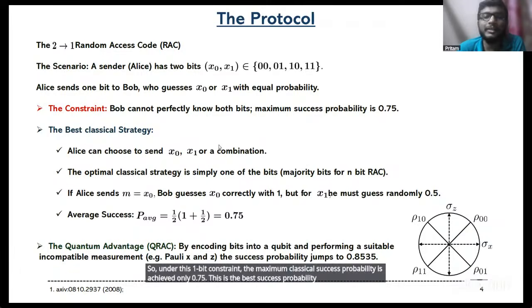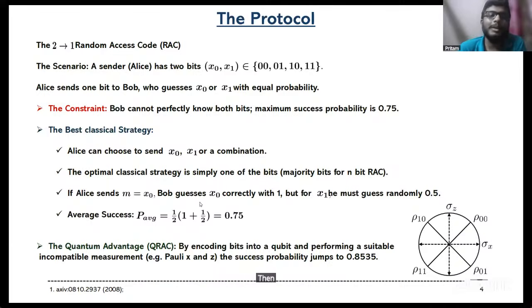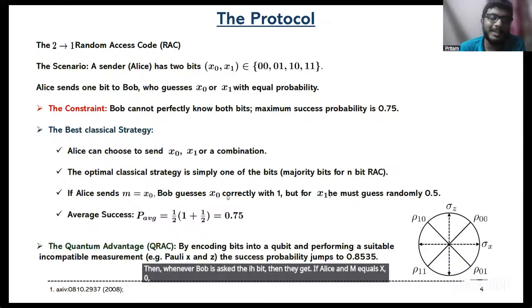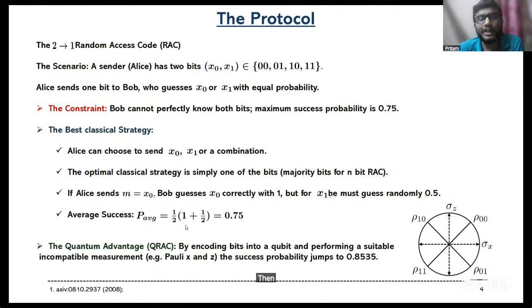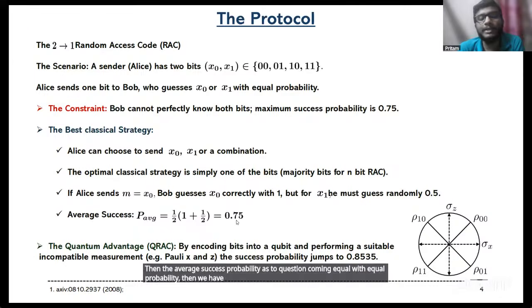How can they achieve this? Alice can share either of these two bits, x0 or x1. Then whenever Bob is asked for the ith bit, if Alice sends m equals x0, then Bob guesses x0 correctly with probability 1. But if it is x1, then he must guess randomly with probability 0.5. Then, as the two questions come with equal probability, we take the average and get 0.75. So this is the basic classical random access code, but there is a quantum advantage.